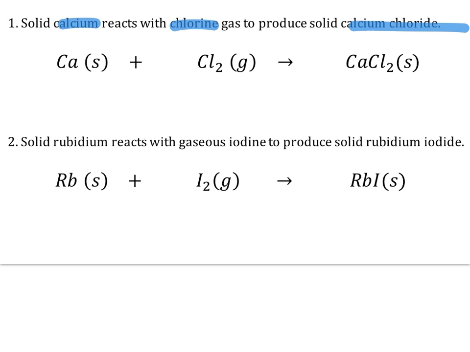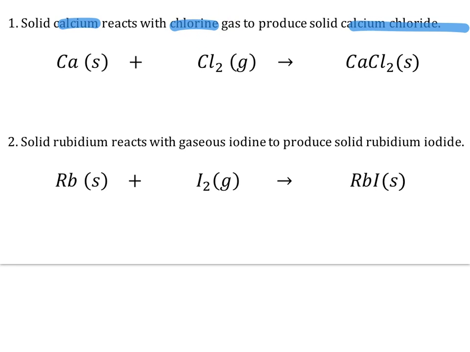Calcium is an element. It is not a diatomic element, so because it's not diatomic, we're just going to write it out as its symbol, Ca. The S in parentheses here just tells us that that calcium is in the solid state, so it's just an indication of the state or the phase.